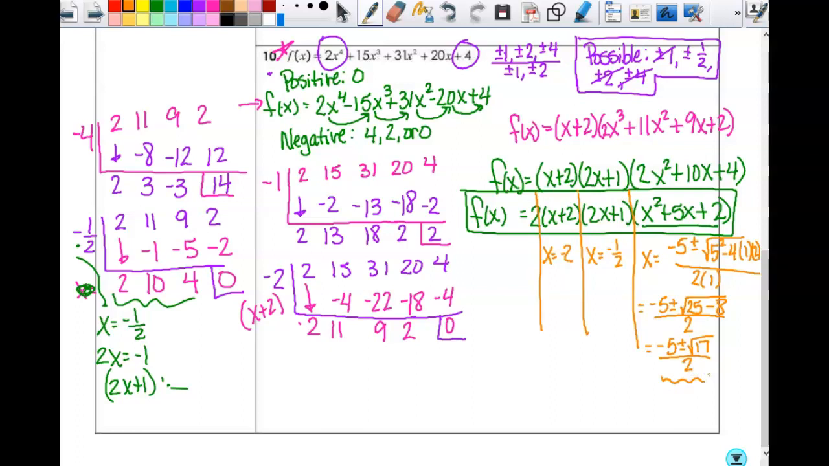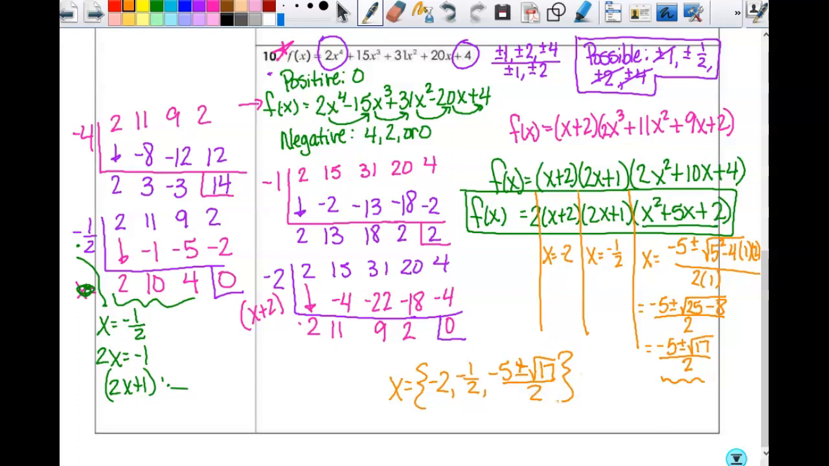Now, had you not factored out this 2 and had you put this in the quadratic formula, you would end up with the same answer. You would have just had to simplify the square root and reduce some things. Okay, so I have my zeros as x equals negative 2, negative 1/2, and negative 5 plus or minus the square root of 17 over 2.